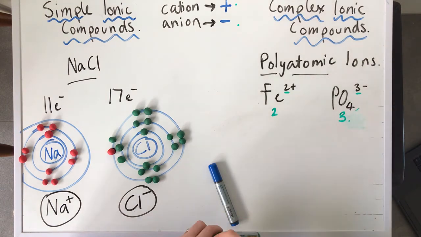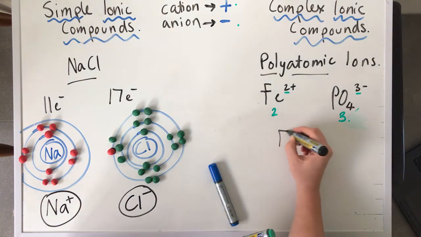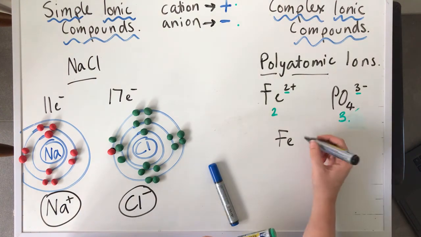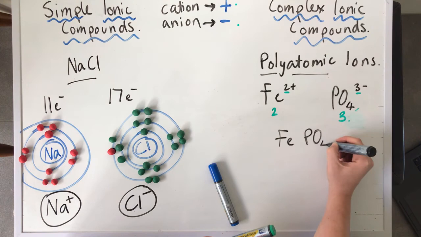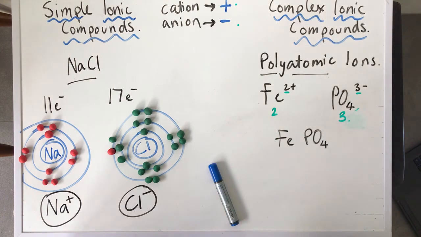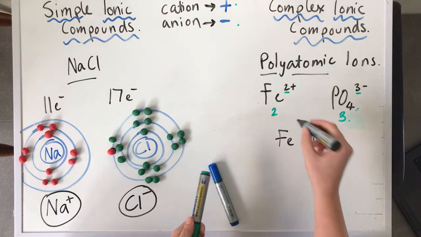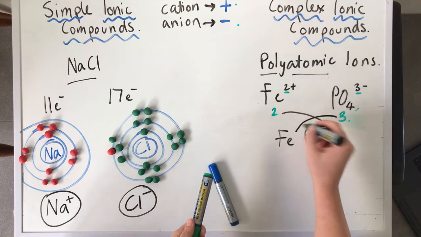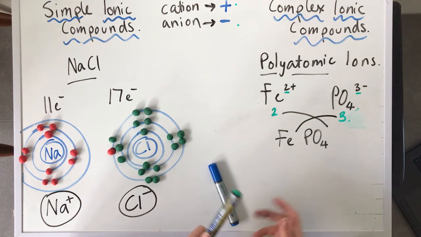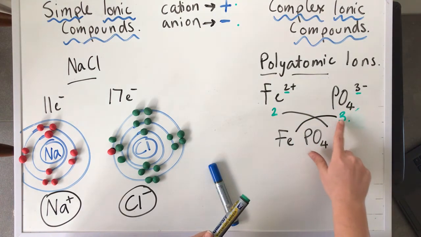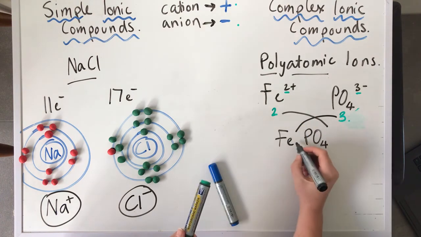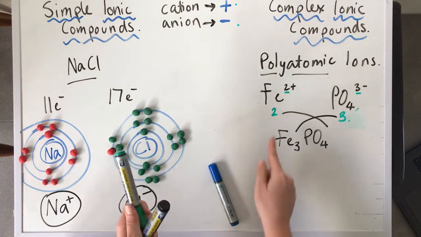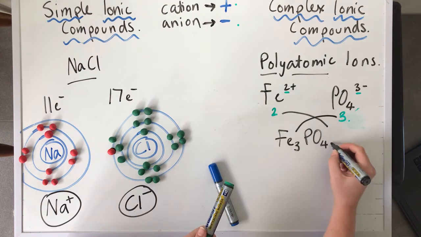This method is called the crisscross or the swap and drop, but basically how it works is I'll write my chemical formulas down the bottom, ready to assign them subscripts. I swap and drop those numbers out the front. I swap that 3 over and drop it to the bottom. I swap that 2 over and I drop it to the bottom.